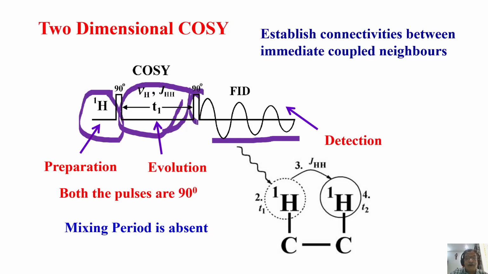Or you can consider this small microsecond pulse, the 10 or 5 microsecond 90-degree pulse you apply, and we treat that itself as a mixing period. No problem, it doesn't matter. In reality, there is no extra time delay given. You can say the mixing period is absent or call this delay itself a mixing period. No problem. Okay, what is happening in the preparation period?